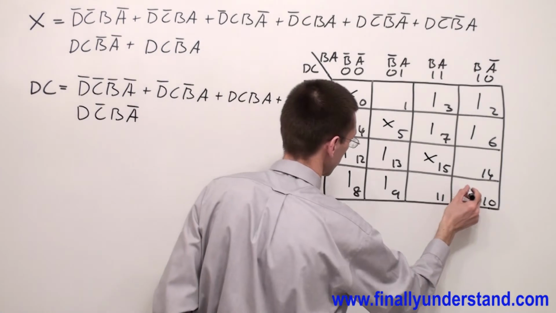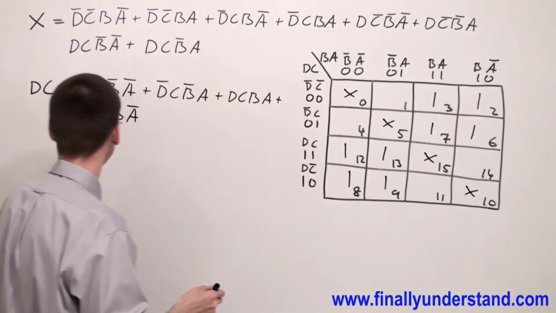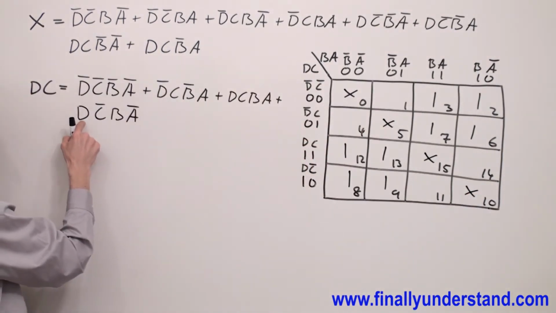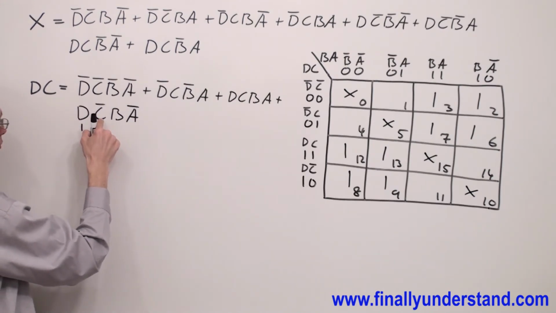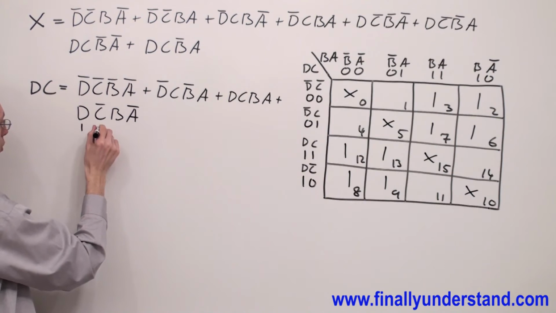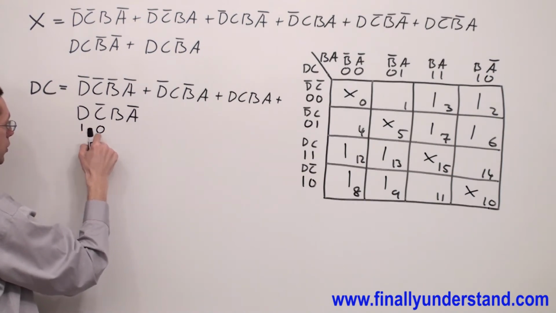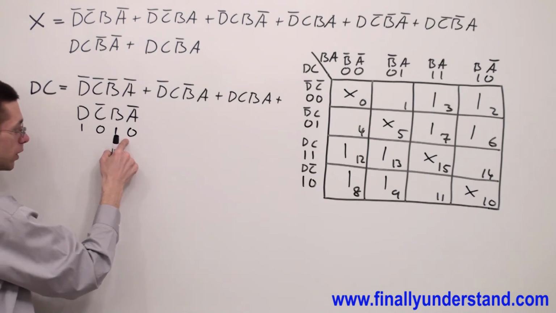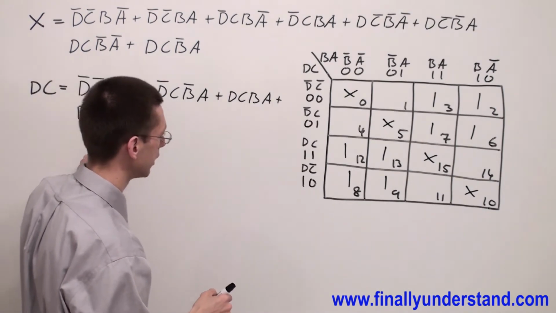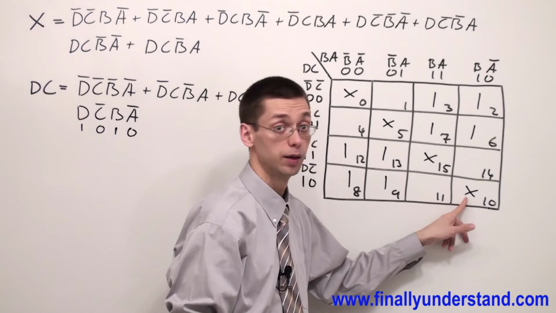Don't care. Keep in mind that a variable without negation represents 1. Anytime we have a variable with negation, it represents 0. So I have 1, 0, 1, 0. This is binary 10. That's why I wrote don't care in cell number 10.